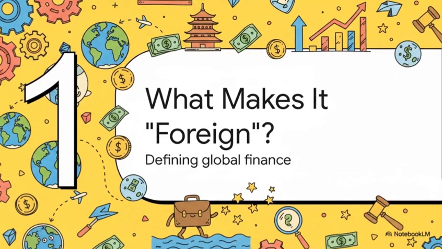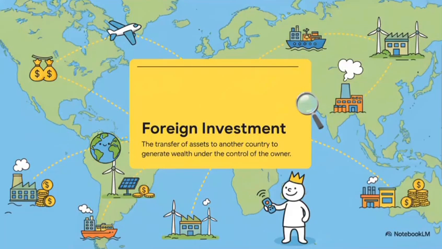To really get a handle on this, first we've got to understand what actually makes an investment foreign. I know, it sounds simple, right? But in the world of global finance and international law, the definitions, well, they're everything. So at its very core, a foreign investment is when assets, think money, equipment, you name it, get transferred from one country to another. But pay attention to that last part because it's absolutely crucial. The whole point is to generate wealth, and it stays under the control of the original owner.